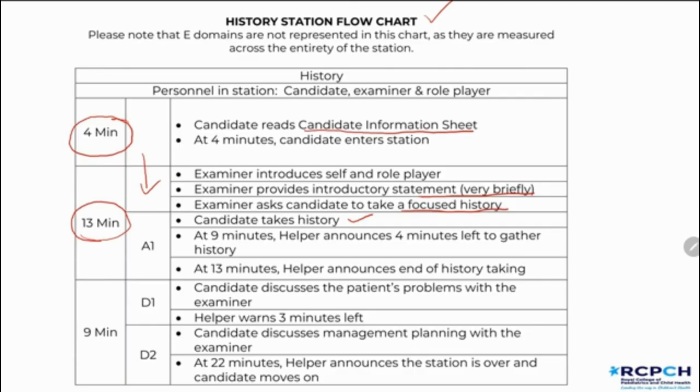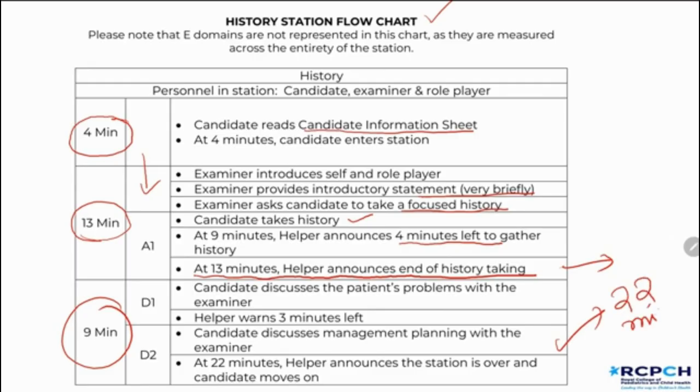At 9 minutes, the helper will announce the warning bell that 4 minutes are left. At the end of the 13 minutes, the helper will announce the end of the history taking, and the role player will leave the room. In the remaining 9 minutes, the candidate has to summarize the history properly and discuss the management plan with the examiner. So the total station is about 22 minutes, the same as the developmental station.